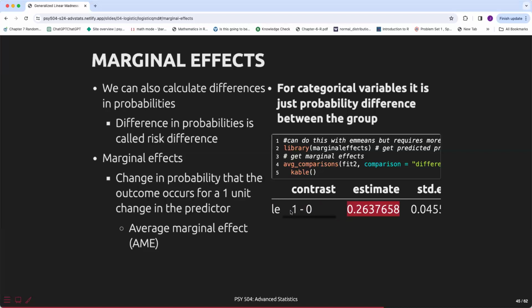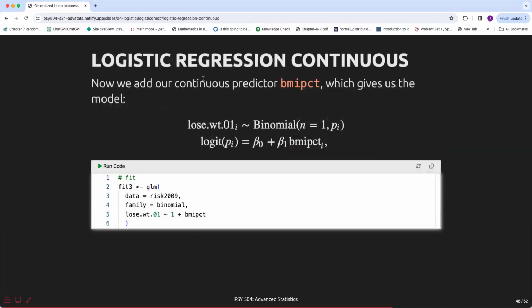So we might not want to report log odds or odds ratios. We could report the actual probability difference, which might actually be more intuitive, right? So this tells us that females are 26% more likely to report wanting to lose weight than males. I think that's pretty concrete, right? Instead of a 1.5 change in the log odds. I don't know. So just keep that in mind that we can also talk about these things on the actual probability scale and do inferences based off of that.